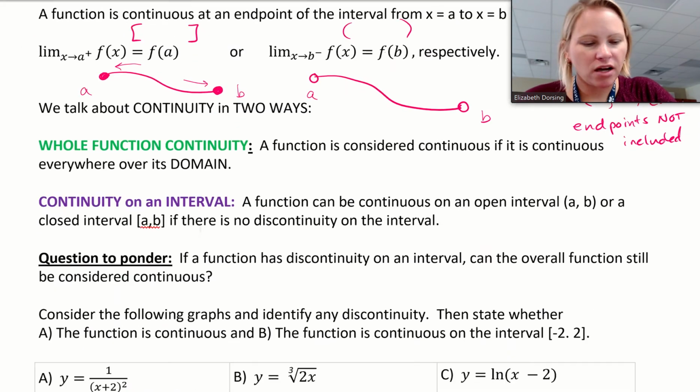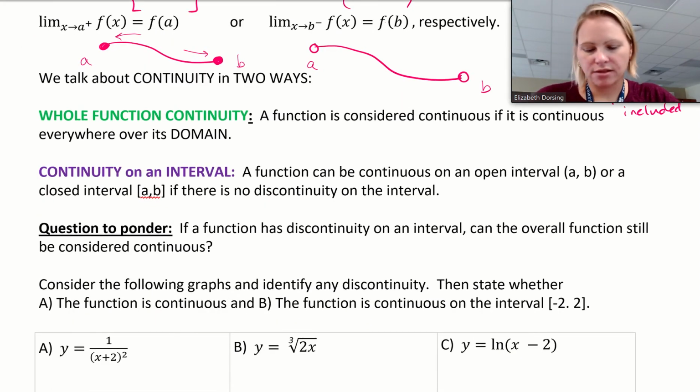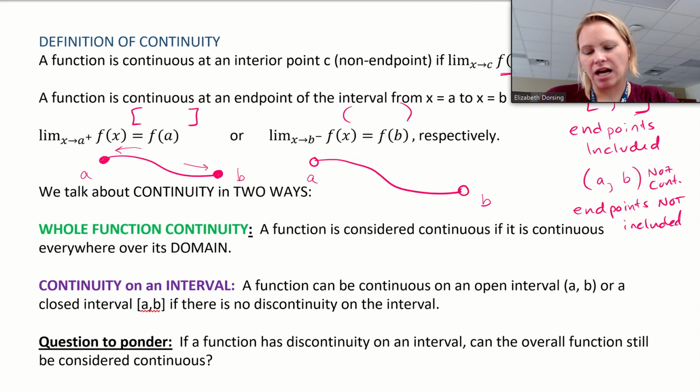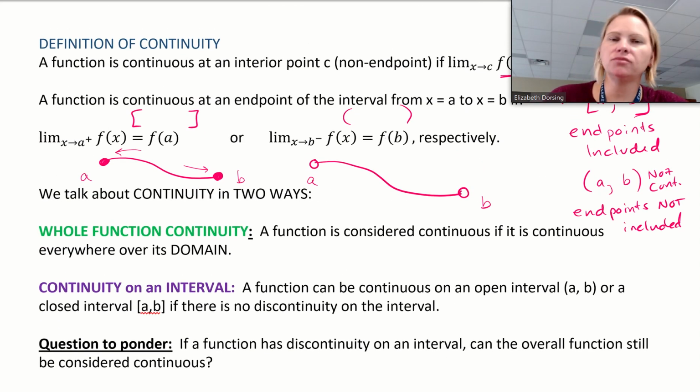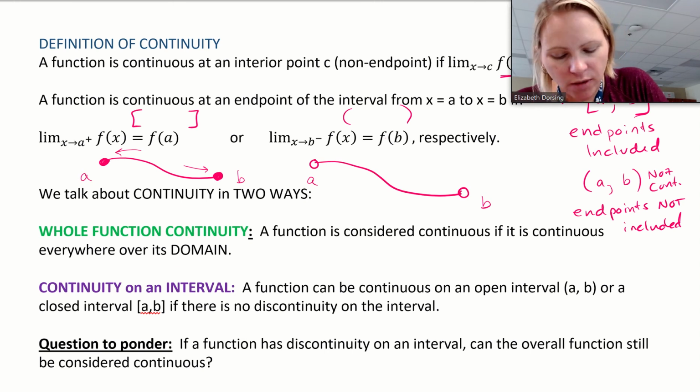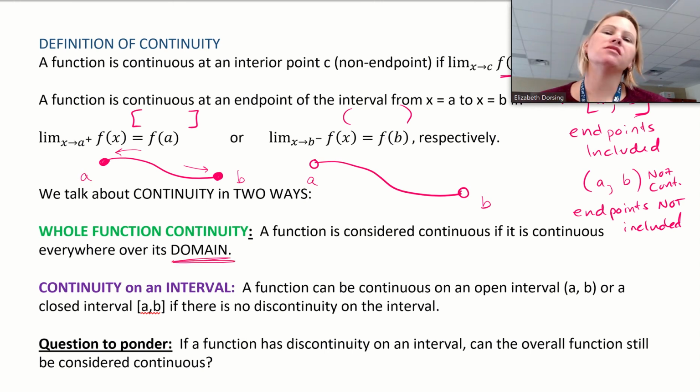Now, you can have continuity in one of two ways. You can have continuity over a whole function. A function is continuous over the whole function if it is continuous everywhere in its domain. So what that means is every x that has a y that goes with it, as long as you can plug x in and get an answer back, and you don't have to lift your pencil, the whole function is considered a continuous function.